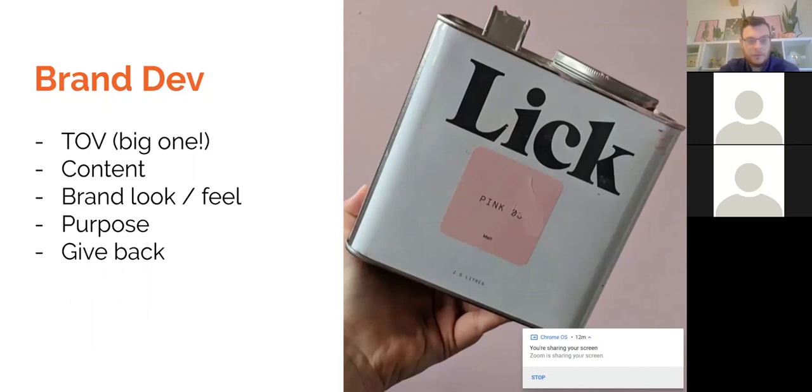And then the next one's purpose. If you give back or you're charitable in any way, it's great to put that front and center. Align your purpose, align your charitable side of your business with what the customer believes in. Most brands know who their audience is, but it's really about speaking to them in a way that they would expect.